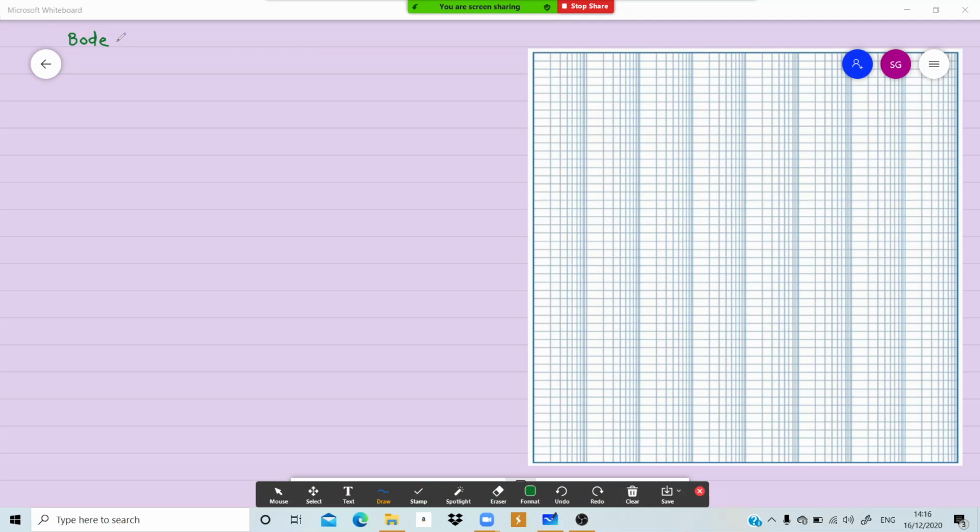Bode plot. Now one thing is clear, Bode plot again is related to the frequency response analysis. We had seen the polar plot, we had seen the Nyquist plot, right? And out of all these three, you will find that the best is the Bode plot.